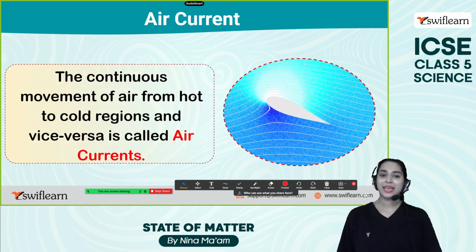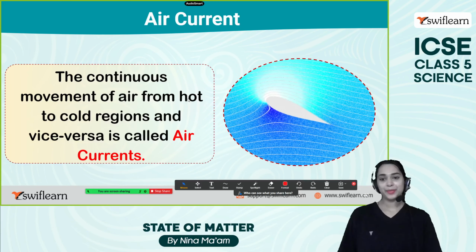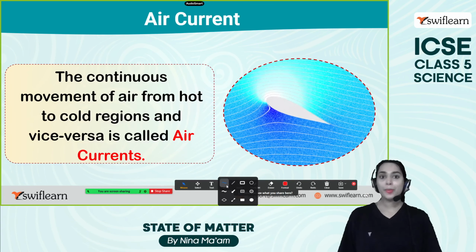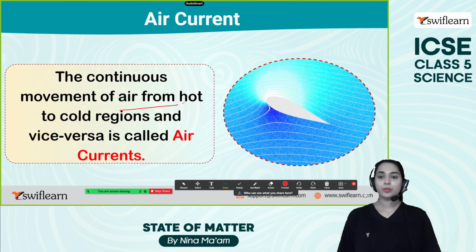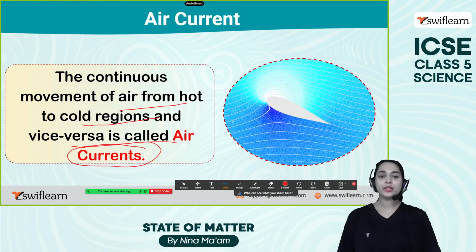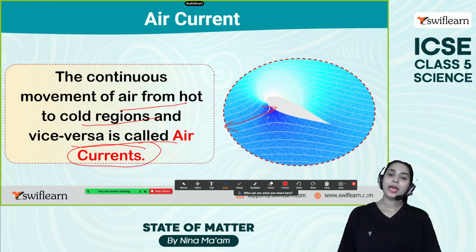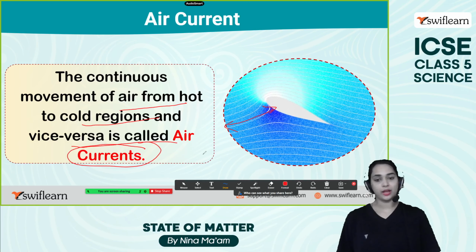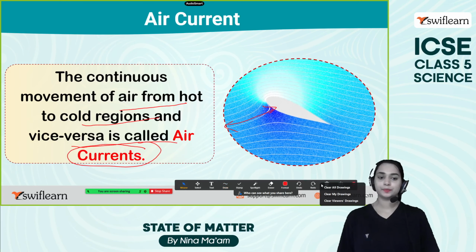So what is the air current? Air current means the continuous movement of the air from hot to cold region and vice versa is called air currents. All right.